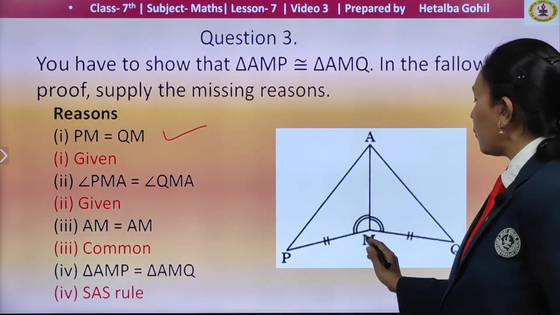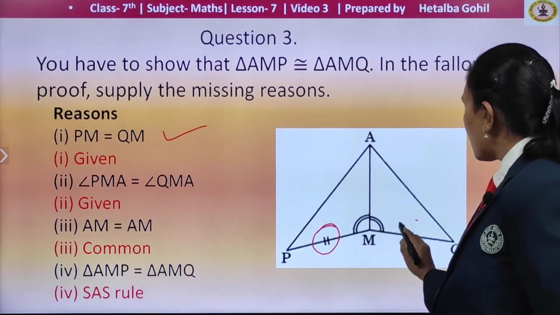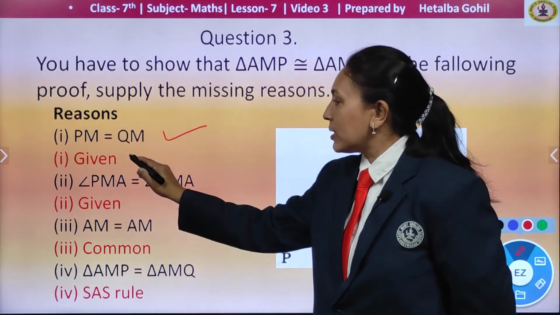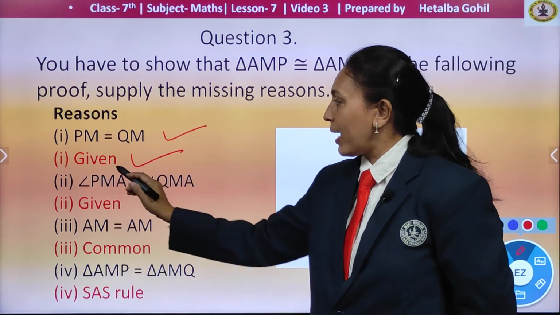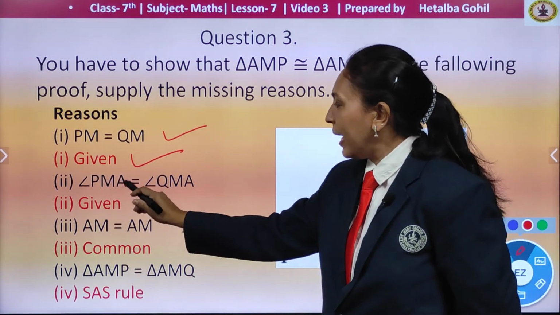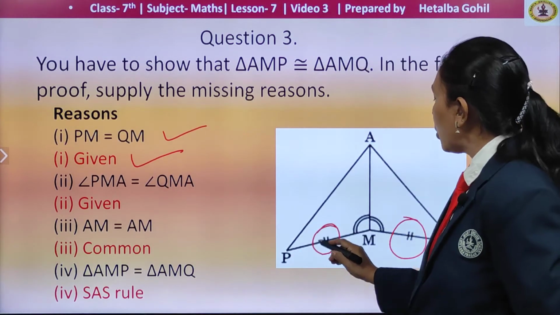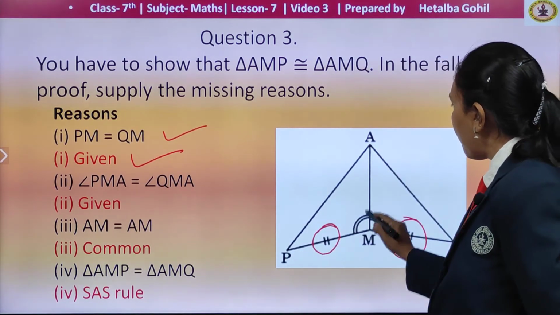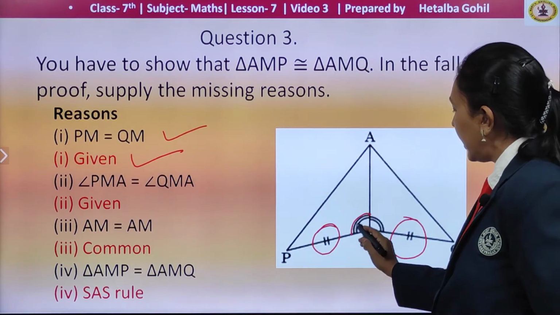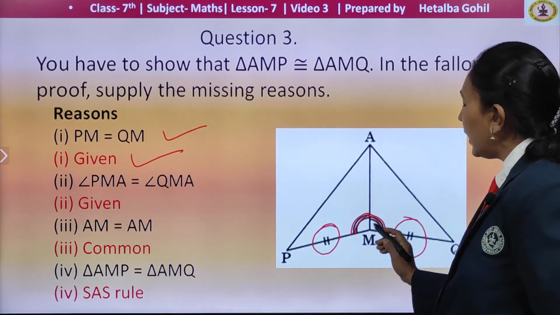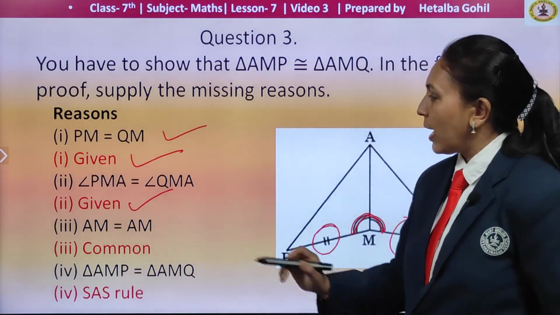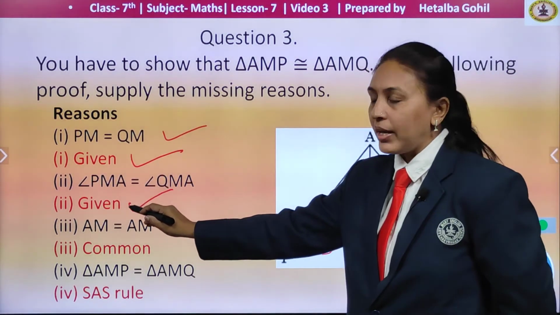PM equal to QM. Children, you can see this mark that is already given to us in the question. So why is it equal? Because it is given in the question. So my answer here, given. Second, angle PMA equal to QMA. Here also the 2 marks indicate that it's already given to us in the question. So the answer will be given.